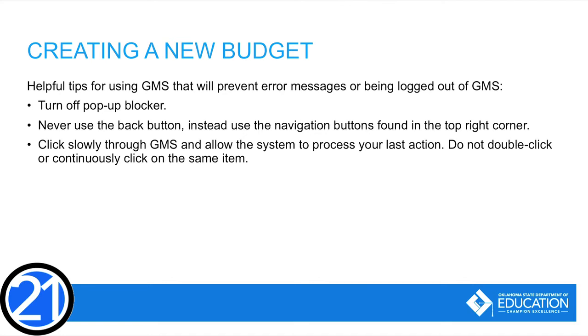There are navigations within GMS that are usually found on the top right corner. Click once and move slowly through the system. Sometimes the system needs a moment to process what you just clicked. Do not double-click or continuously click on the same item.